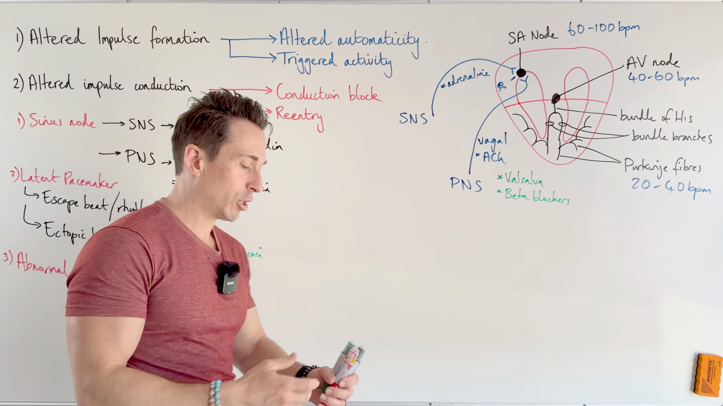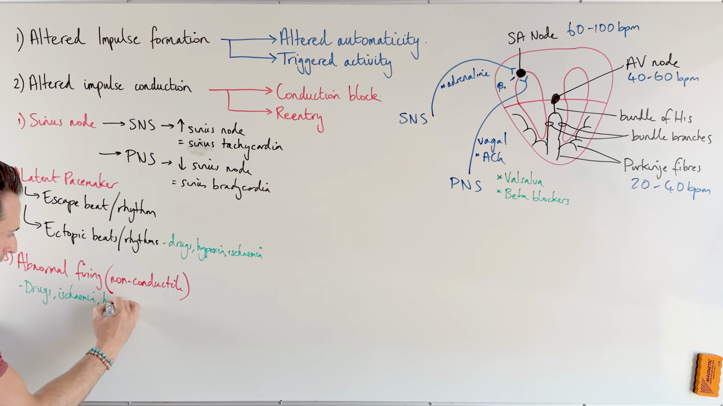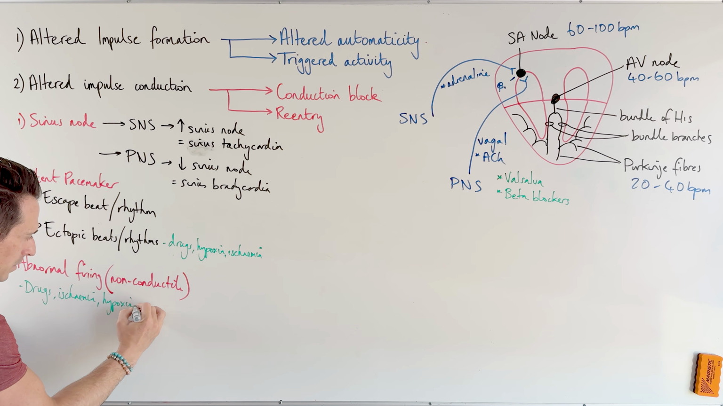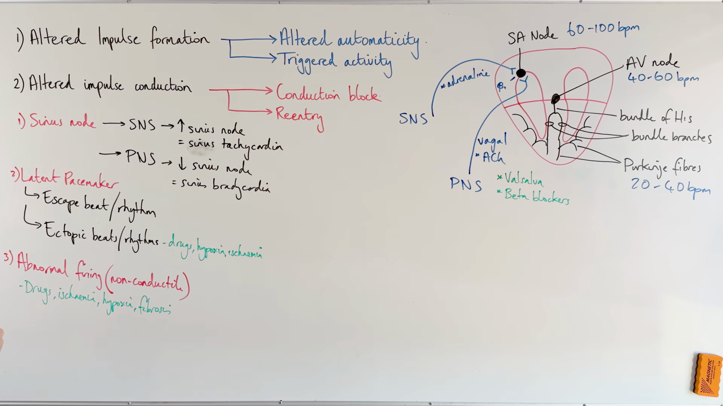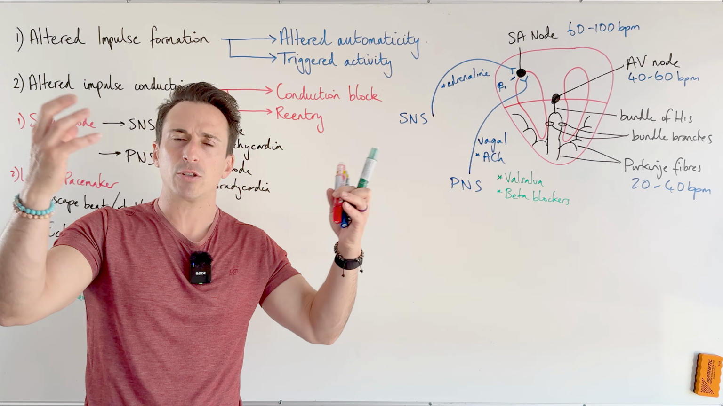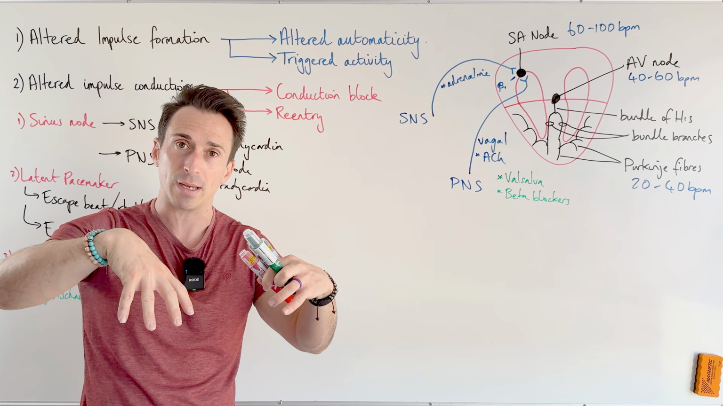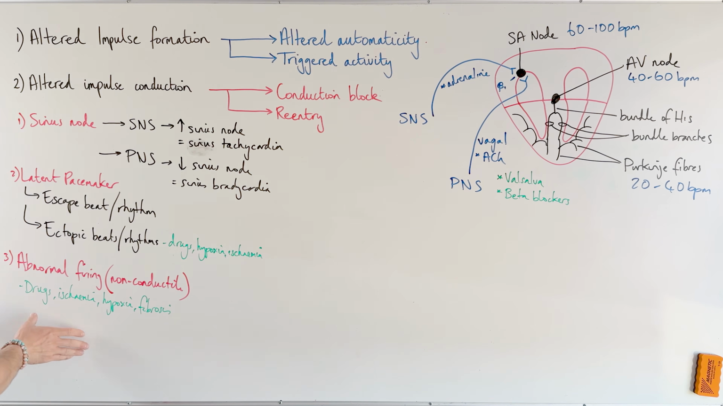Again, damage. So this could be, again, things like drugs, ischemia, hypoxia, fibrosis and scarring, right? And what they do is they make the membranes of the myocardium weak and the ions become imbalanced. And then you get too much sodium and calcium entering and they fire off too early, okay? So that can happen for abnormal firing.